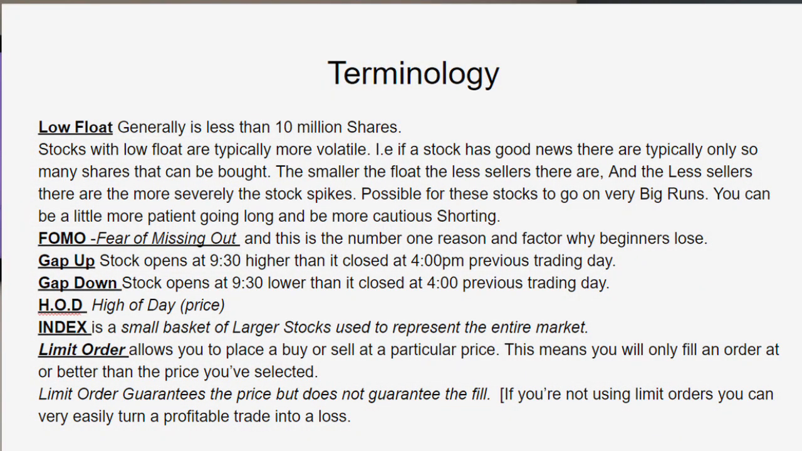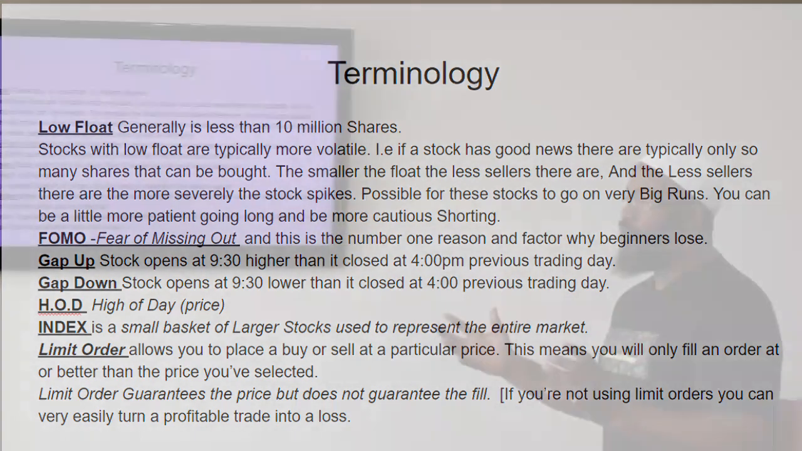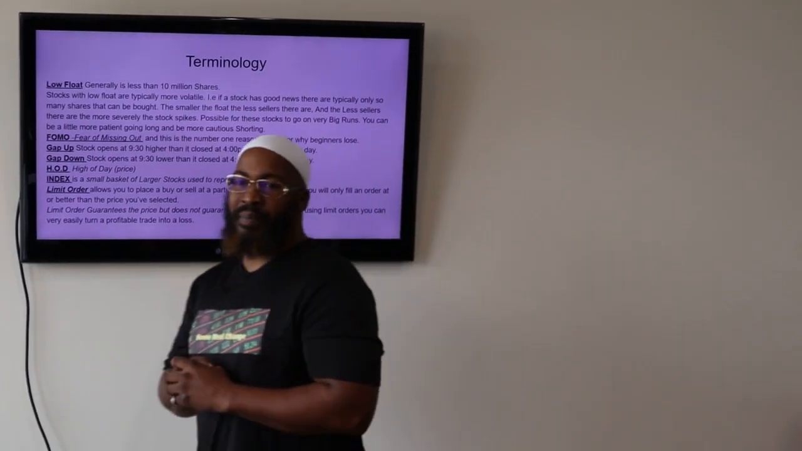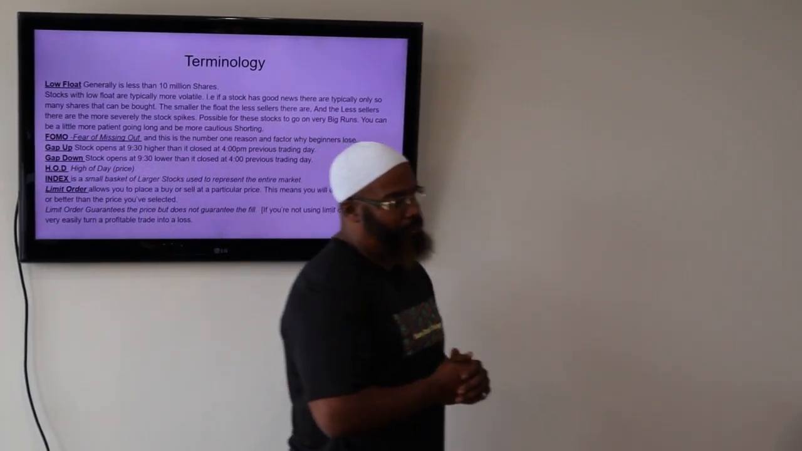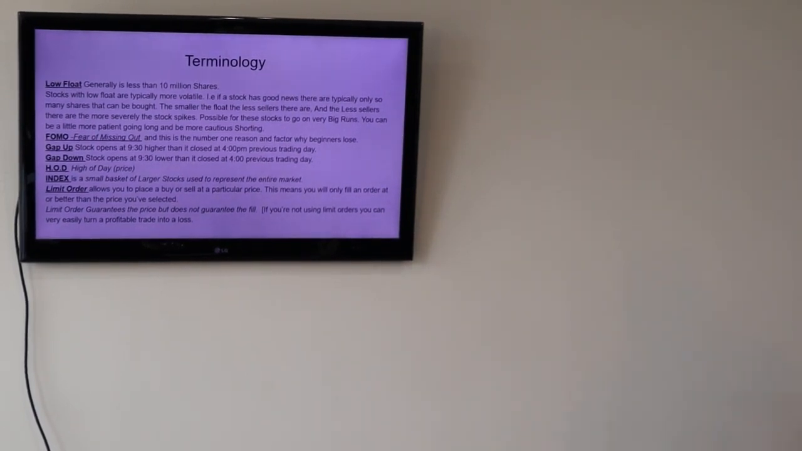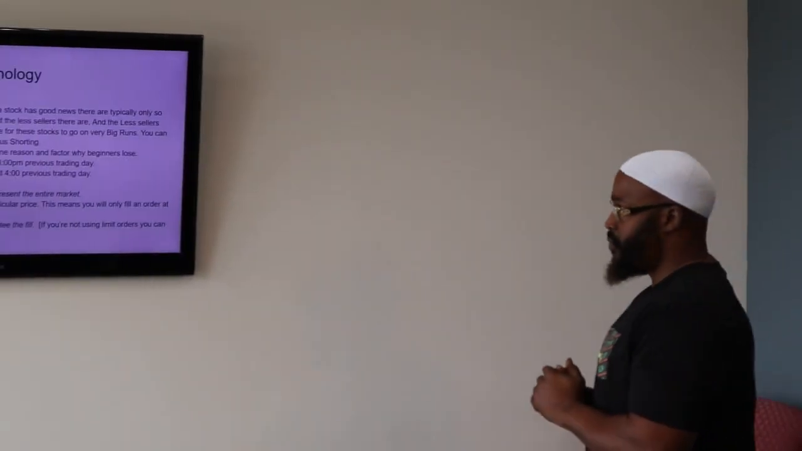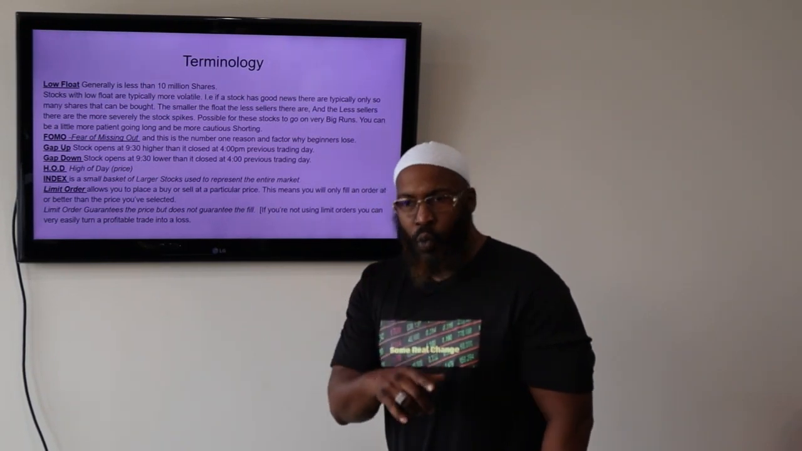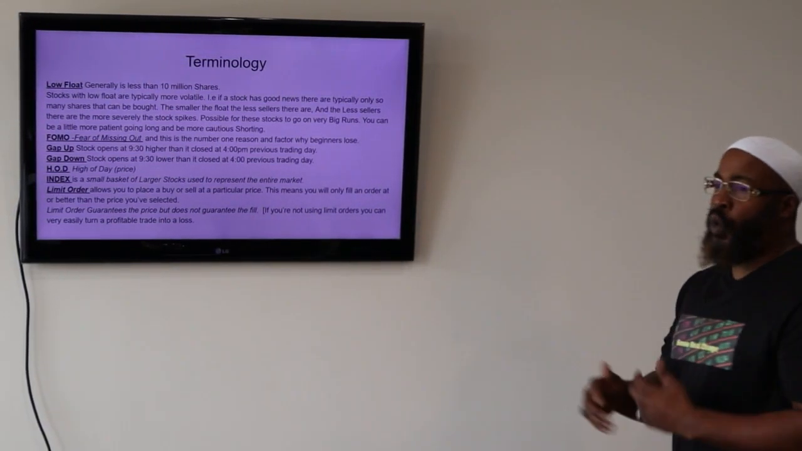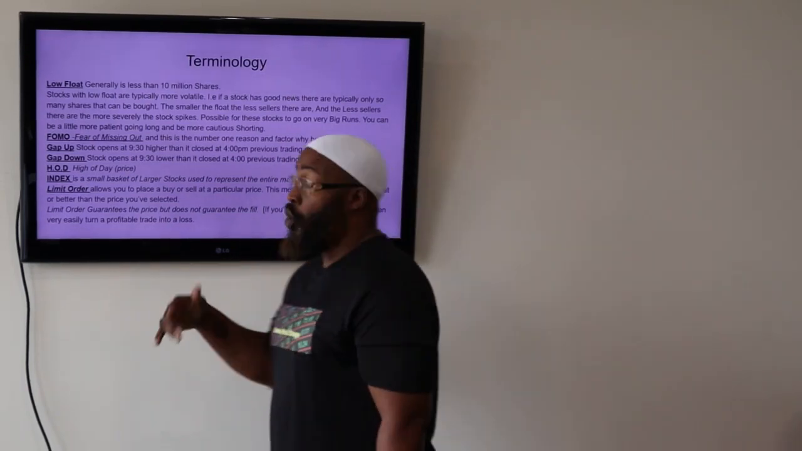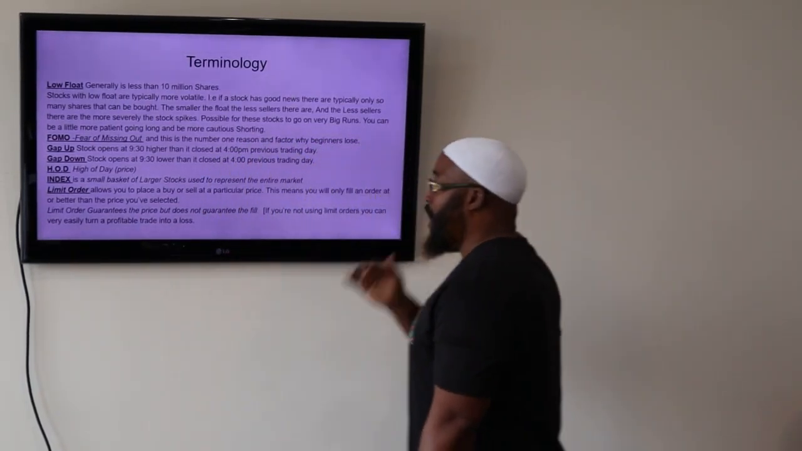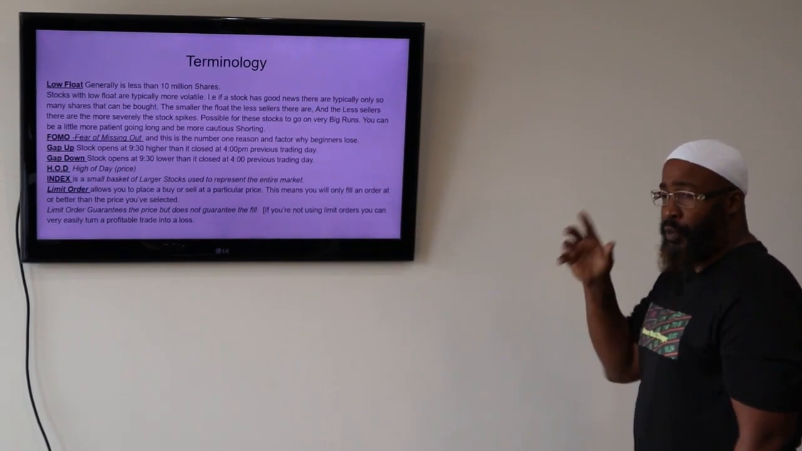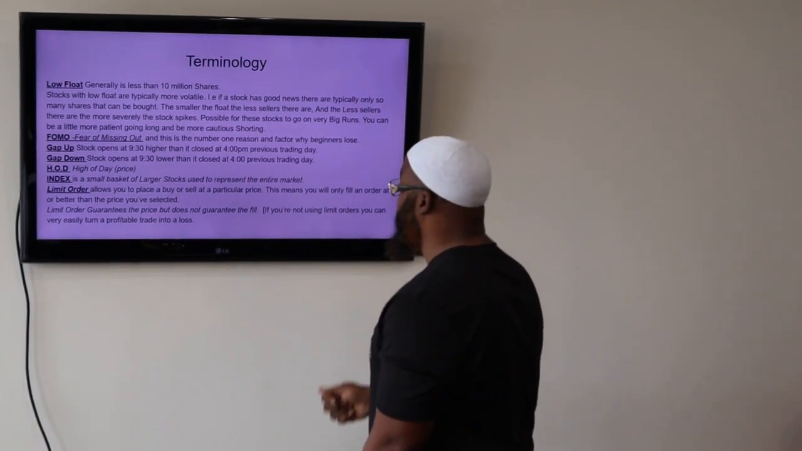All right. The next one is index. An index is a small basket of larger stocks used to represent the entire market. An example of this might be the S&P 500. Okay? Limit order. A limit order allows you to buy or sell at a particular price. The price you want to buy or sell at. This means you will only get a fill at that price or better. A limit order guarantees the price that you get, but does not guarantee the fill.